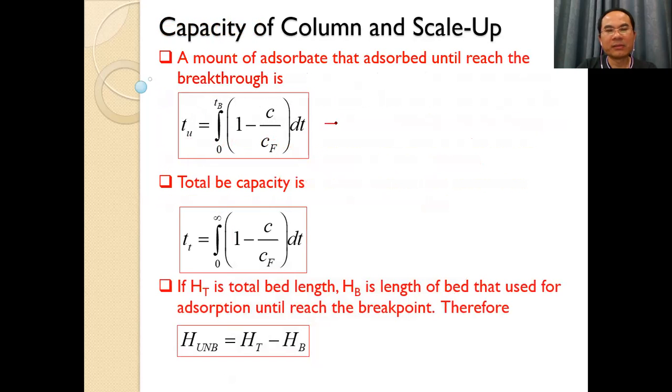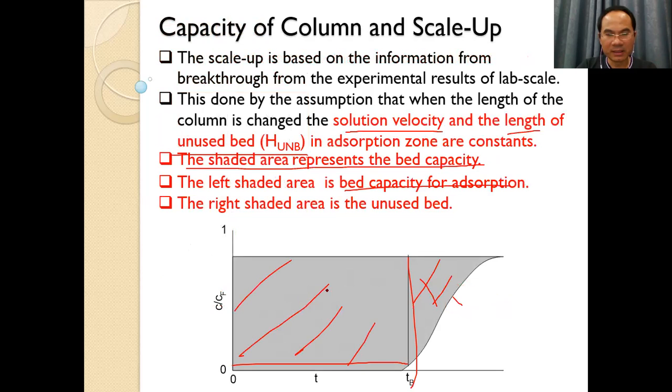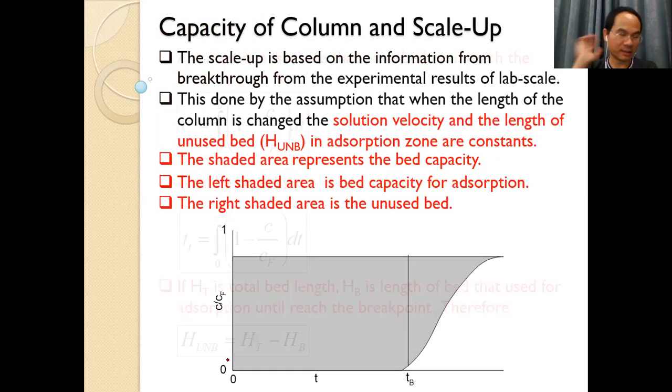This is equal to the integral of dt minus the integral of C over CF dt. The integral of dt gives us T. The integral of C over CF dt you can calculate from the curve like this, from the area under the curve.